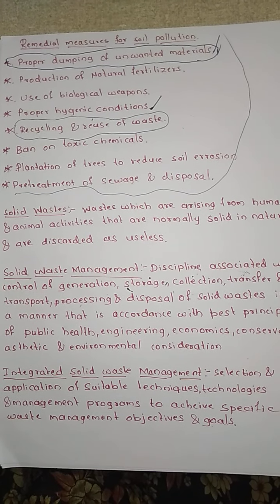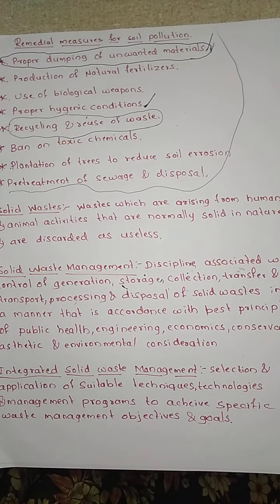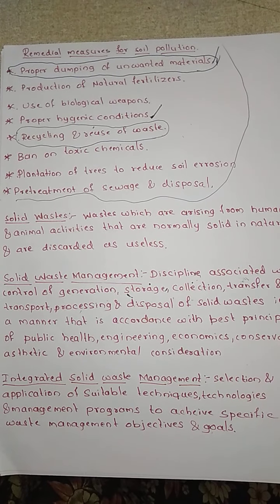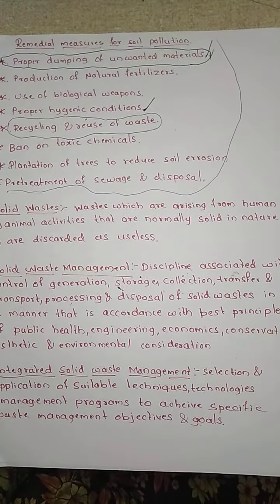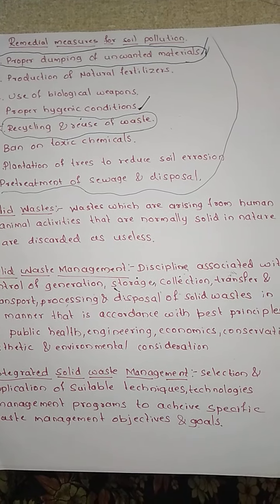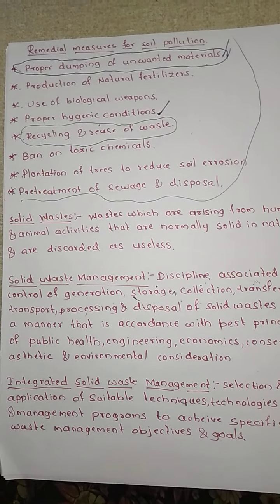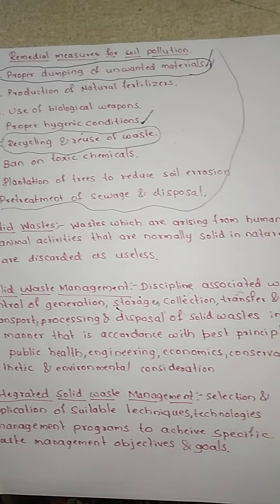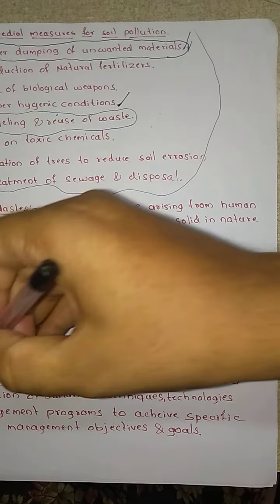Then integrated solid waste management. What is this? It is the selection and application of suitable techniques, technologies and management programs to achieve specific waste management objectives and goals. Now what are the management objectives and goals? The main objective of solid waste management is to reduce the quantity of solid waste that has to be disposed of on land. In order to reduce that quantity, the techniques, technologies and management principles you use, we call an integrated solid waste management.